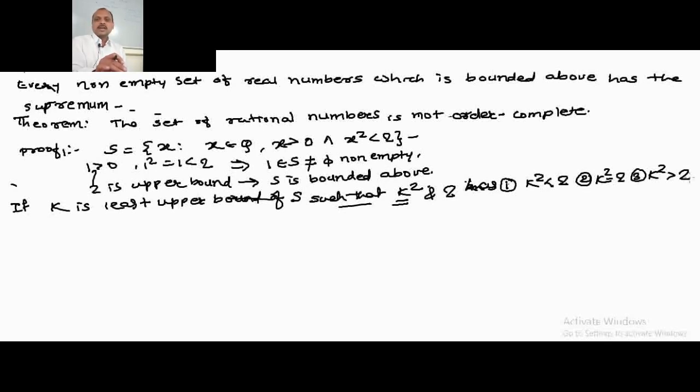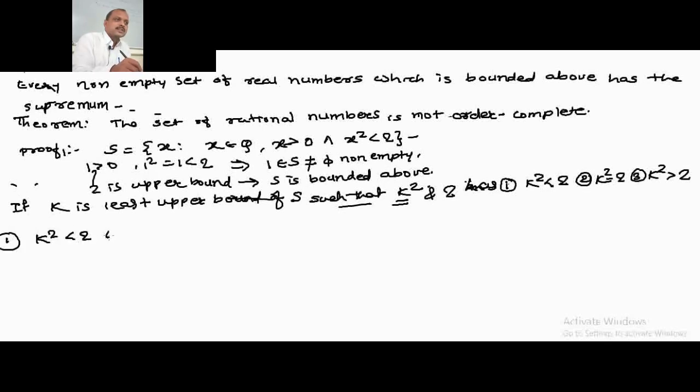Then we have shown that 1 is a member of this set, therefore the set is non-empty. Again, the square of every member of this set is less than 2, so obviously 2 is an upper bound, therefore S is a bounded above set. Now if possible k is the least upper bound, then we have two numbers k square and 2. By the law of trichotomy, there are three possibilities: k square less than 2, or k square equal to 2, or k square greater than 2. Consider the first one, that is k square less than 2.